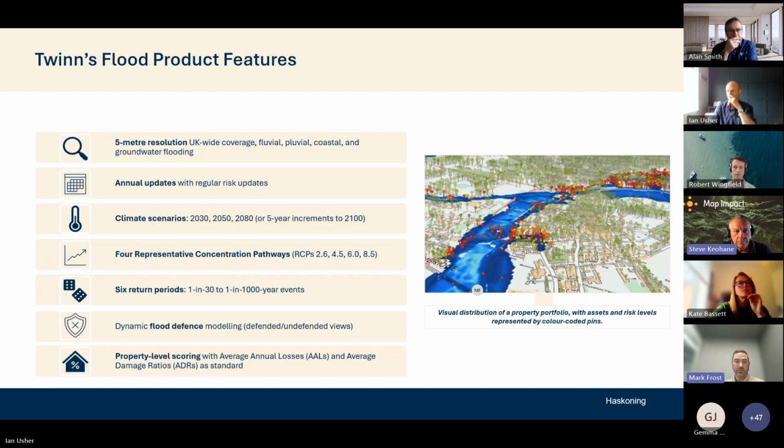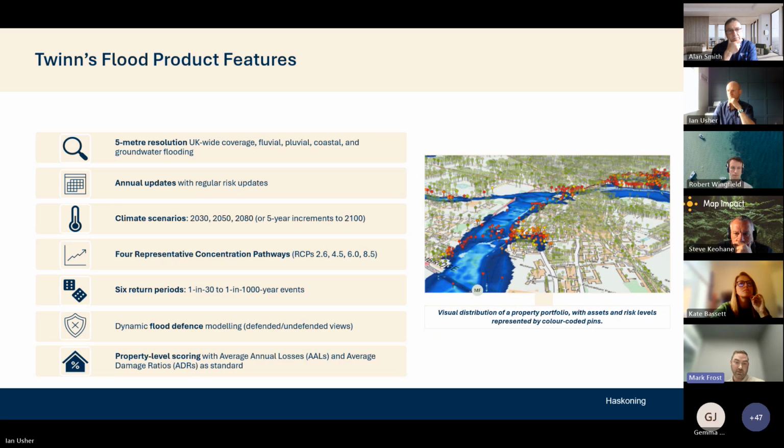This slide covers the key product features. All our data is 5-meter resolution. Importantly, it has UK-wide coverage, so it takes into account England, Wales and Scotland. We have data for those regions all at a consistent level. It's annually updated, so anytime there are any enhancements to any of the input data, we implement that on the model, and that's relayed in our annual updates.